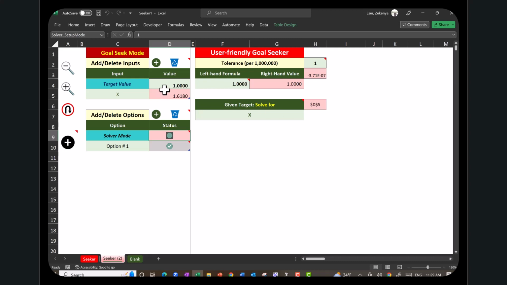Suppose I make target value 5. So I'm solving x squared minus x equals 5. I'm already in solver mode. Boom, it solved it. Okay? 2.7913 is the solution for that equation. What was it for 1? Oh, 1.618. The so-called golden ratio.